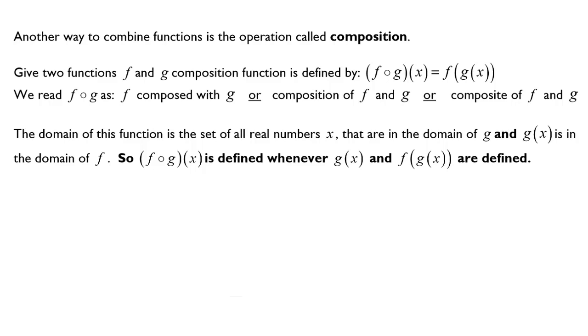The domain of this function is the set of all real numbers x that are in the domain of g, and g of x is in the domain of f. So we have f composed with g being defined whenever g of x and f of g of x are defined. I think this will make more sense once we do an example.